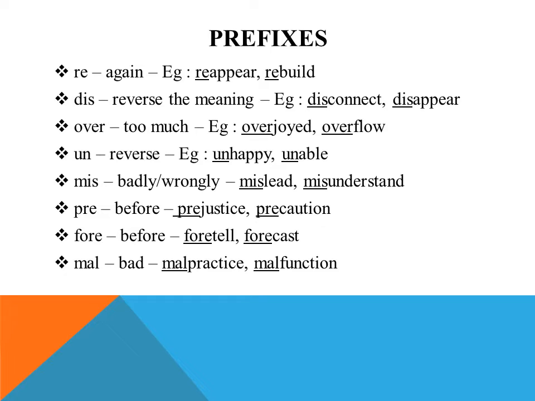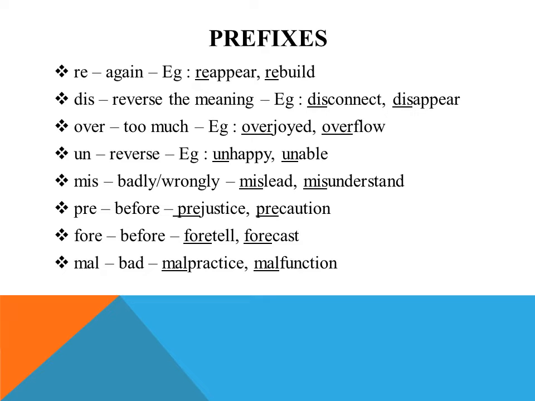The next word we are going to see is over. Over means too much. For example, overjoyed, overflow. Overjoyed means very happy. The next word is un. Un also reverses the meaning or represents the opposite meaning. For example, unhappy, unable. Next word is mis. Mis means it represents something bad or something wrong. For example, mislead, misunderstand. We misunderstood the boy.